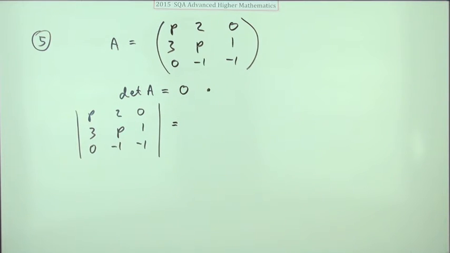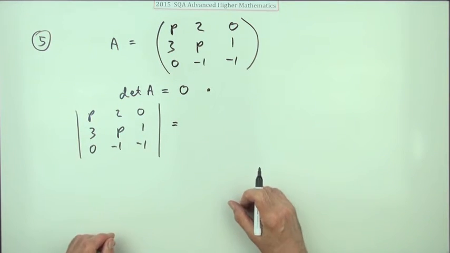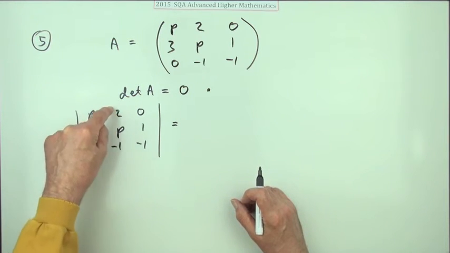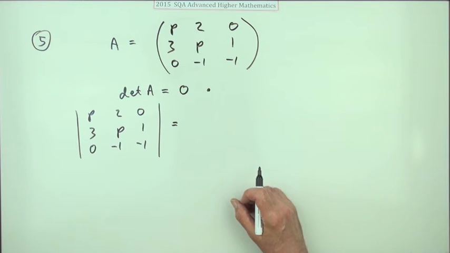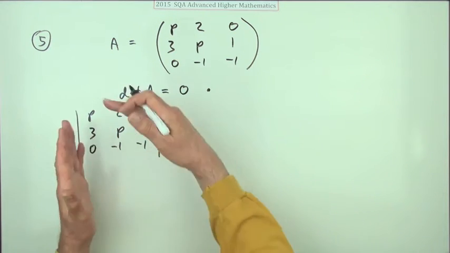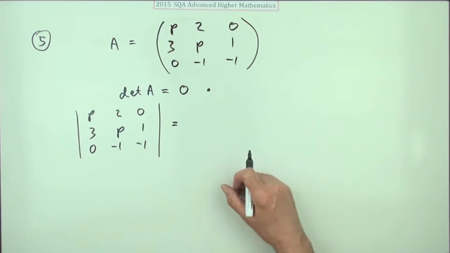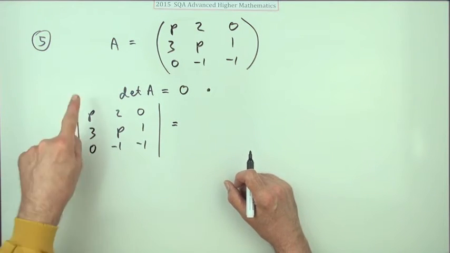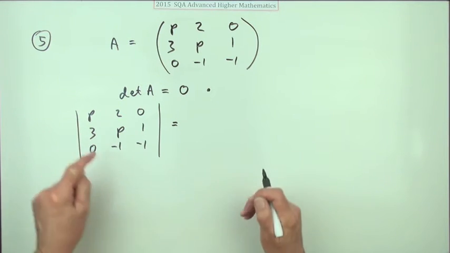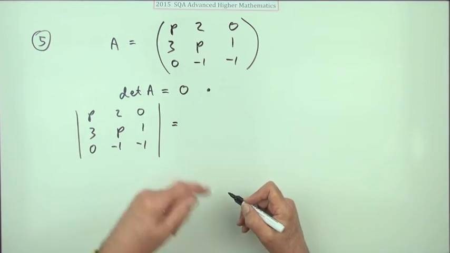Now, in the Advanced Higher, you probably always just find the determinant by taking the top row and multiplying each of the entries in the top row by the associated minors, the little matrix you get when you knock out the row and column. But in fact, you can use any row or any column to get the determinant. But we'll just stick with the top one because that's what you've done.